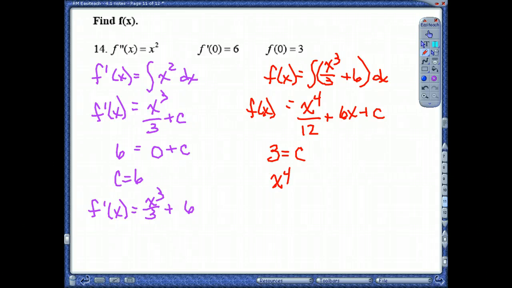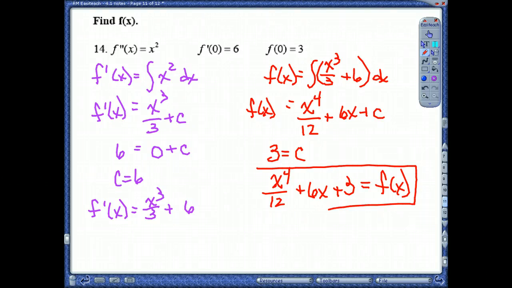We rewrite it all nice and pretty. Also let people know what it is that this represents. It's our original function, which is what they wanted us to find. Okay?